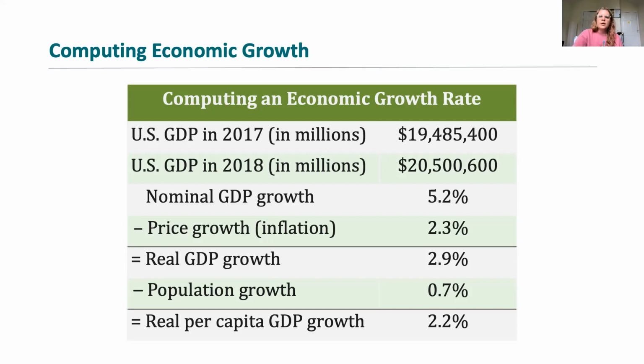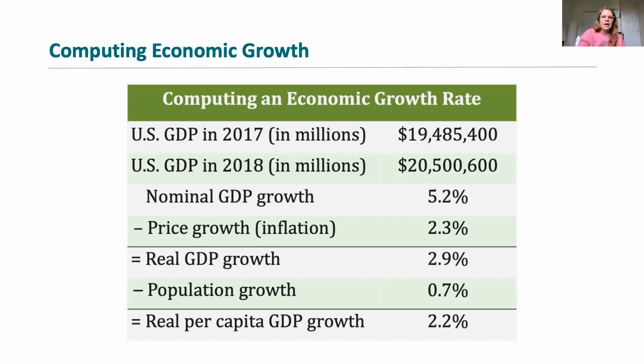But over that same period of time, if we were to look at the price index, the price growth or the rate of inflation was 2.3%. So if we subtract that from nominal GDP growth, we get real GDP growth. So in real terms, taking into account the fact that prices went up over that time, overall real GDP grew only by 2.9%.